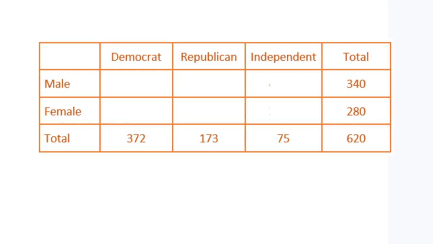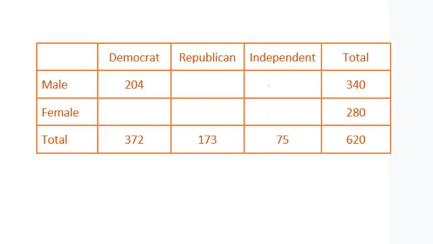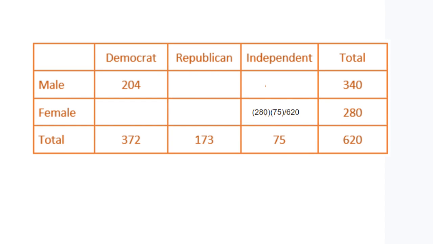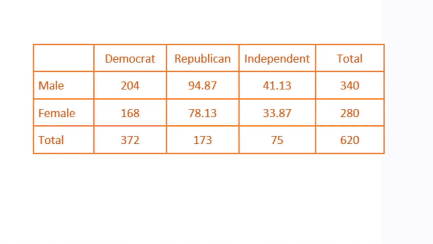So first I've got to go cell by cell. For the male Democrat cell, I'm going to take the row total, 340, times the column total, 372, and divide by the grand total, 620, and I get 204. I'm going to repeat that process for every single cell. So female independent: row total, 280, multiplied by column total, 75, divided by grand total, 620, to get 33.87. A little bit tedious work, but you've got to find the expected values for every single one of those cells.